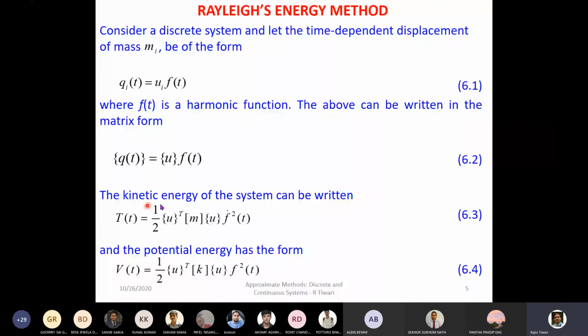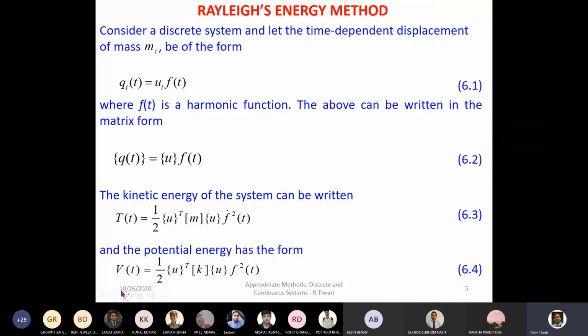Now the kinetic energy of the system is expressed as this, because the motion is harmonic. So the velocity terms, if we substitute this, because this is a time dependent function, we take the derivative, the dot is representing the derivative. So one f dot will come from here and another will come from here. So that will make f dot square. Dot is the derivative with respect to time. So this is the kinetic energy of the discrete system.